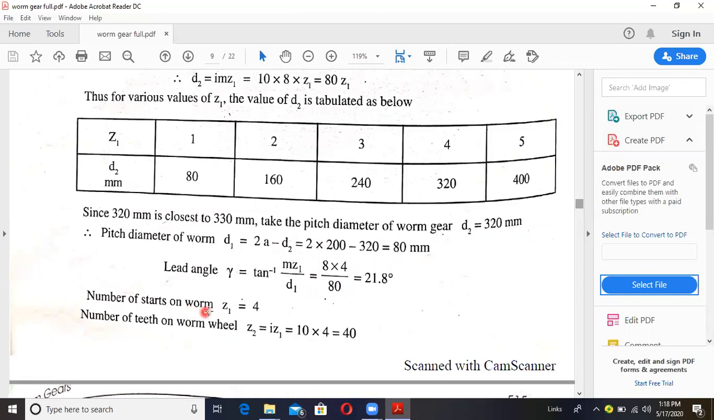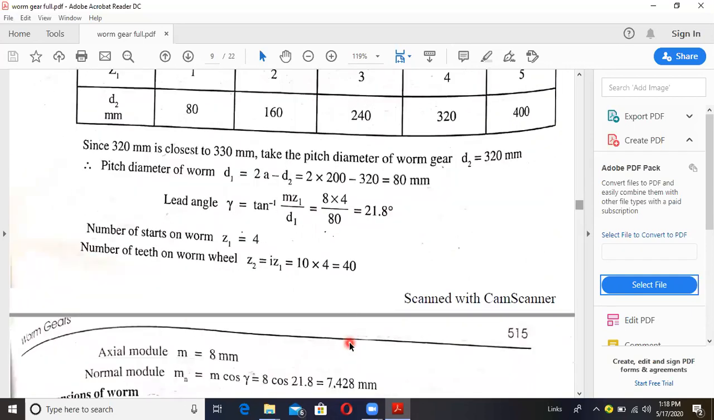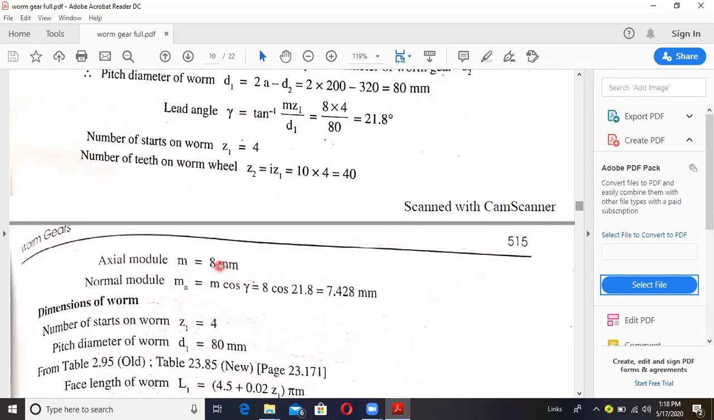Next, number of starts Z1 is equal to 4. Again, calculate Z2 by using the relation I is equal to Z2 by Z1. We get Z2, that is the number of teeth on the gear. Z2 is equal to 40. Module is equal to 8 mm and that is the axial module. Again, we have to calculate another module, the normal module. Mn is equal to m into cos gamma. m you know, gamma you know. Then we will get Mn as 7.428 mm.